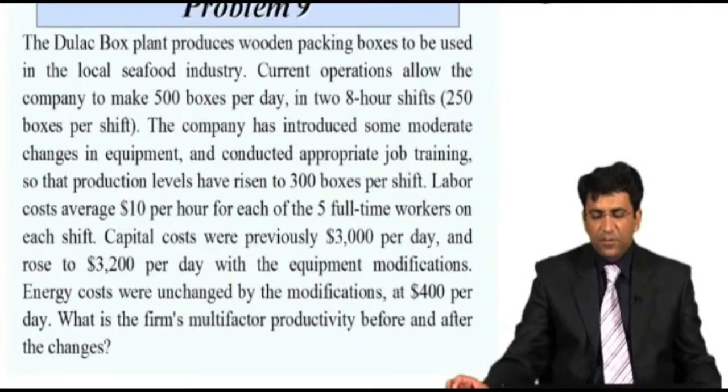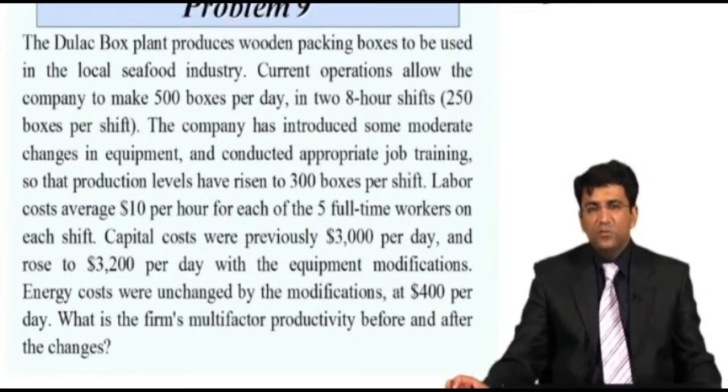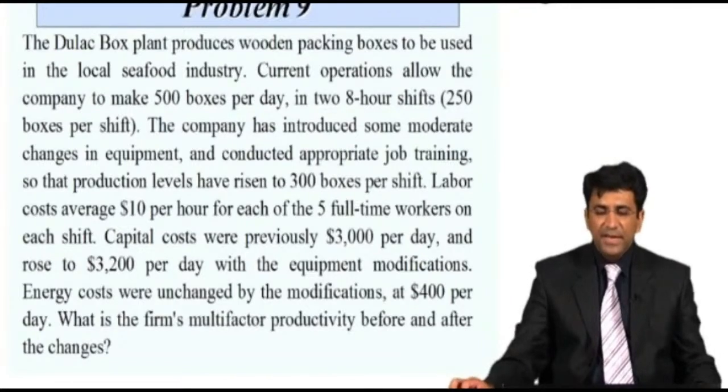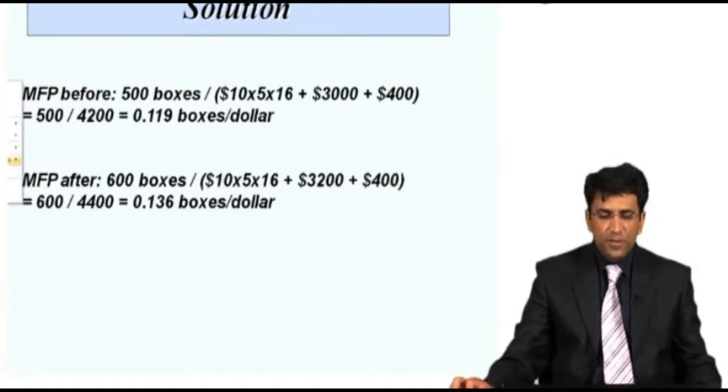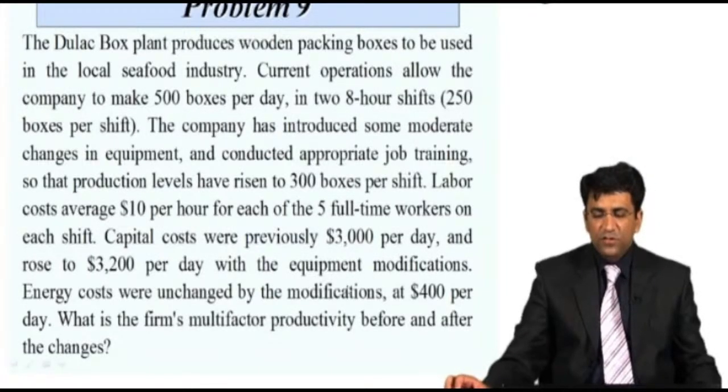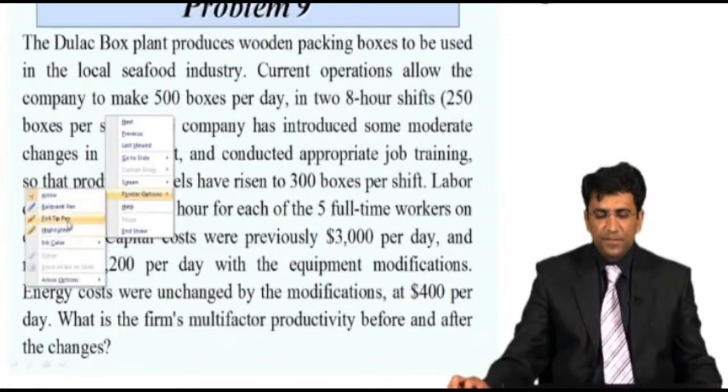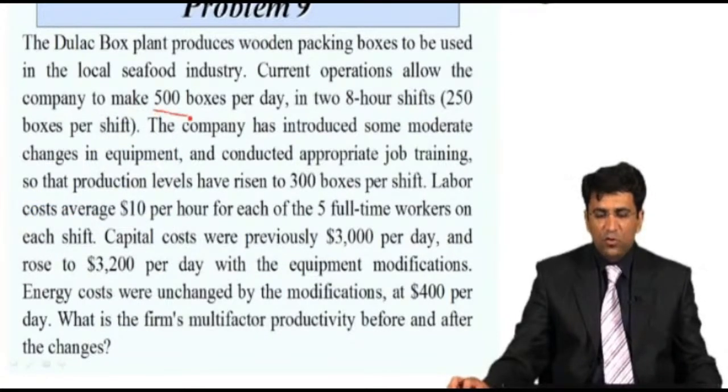So we'll have to calculate the multifactor productivity before and after the changes. Students, again we'll have to extract the particular information in order to calculate the productivity before and after the equipment modification. Let's discuss the productivity before that modification. Again, students will first have to identify the level of output. As you can see, the level of output in this particular case is 500 boxes, before the introduction of this equipment modification. The level of output is given at that particular point, that is 500. This is our old output.